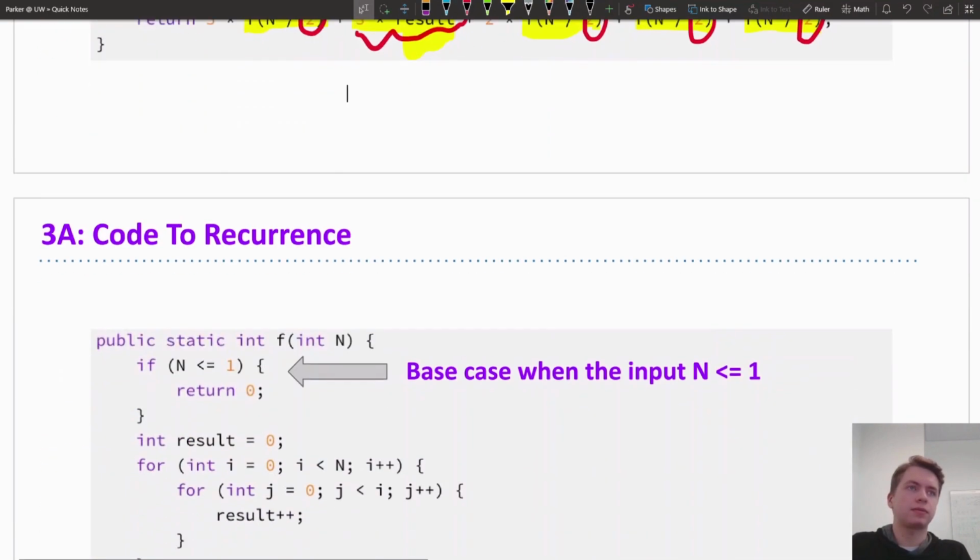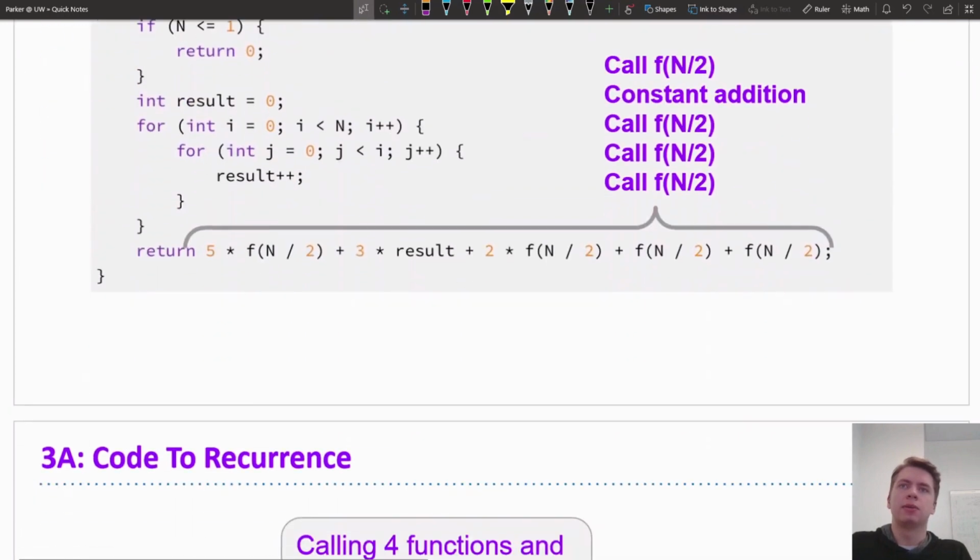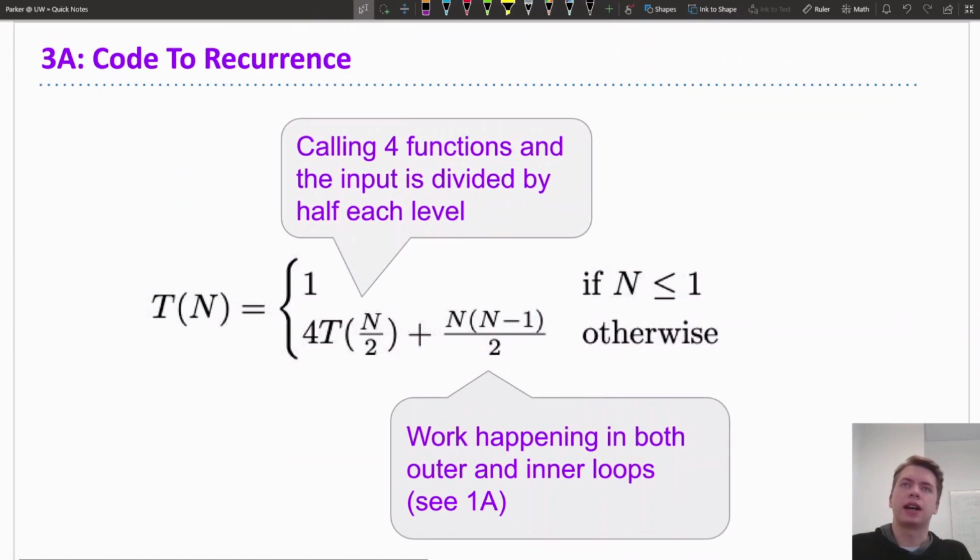Cool. This is everything we just went through. And note that the base case only happens if capital N is less than or equal to 1. And this is the recurrence we talked about, where we're doing one or constant work for the base case, or let's just write it as 1. We have our 1a term here from part 1a, or n squared work. And then for recurrences, we made 4 recursive calls, and each recursive call we divided the input by 2.